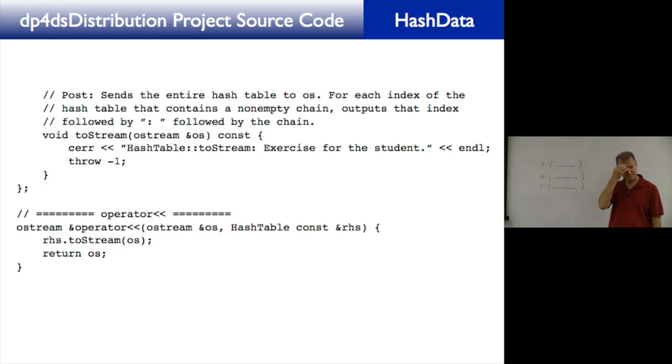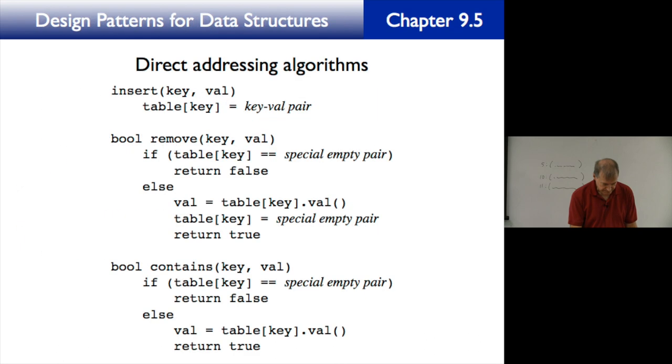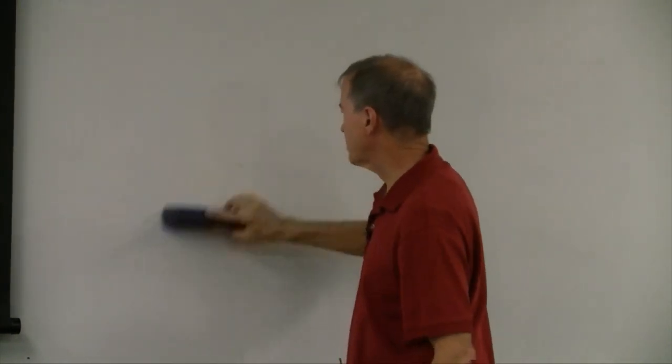Yeah, question? We talked about how we would have something that would hold the place if it was empty, like there was nothing in the hash table. Oh yeah, I remember that. That was this algorithm. We said here in the direct addressing one, if table.key equals, and in this case we would have to have a special empty pair. Our special value is the empty list. Because when we set up the array, the constructor sets it up as an array of empty lists. So that special value is the empty list. Yeah, good question.